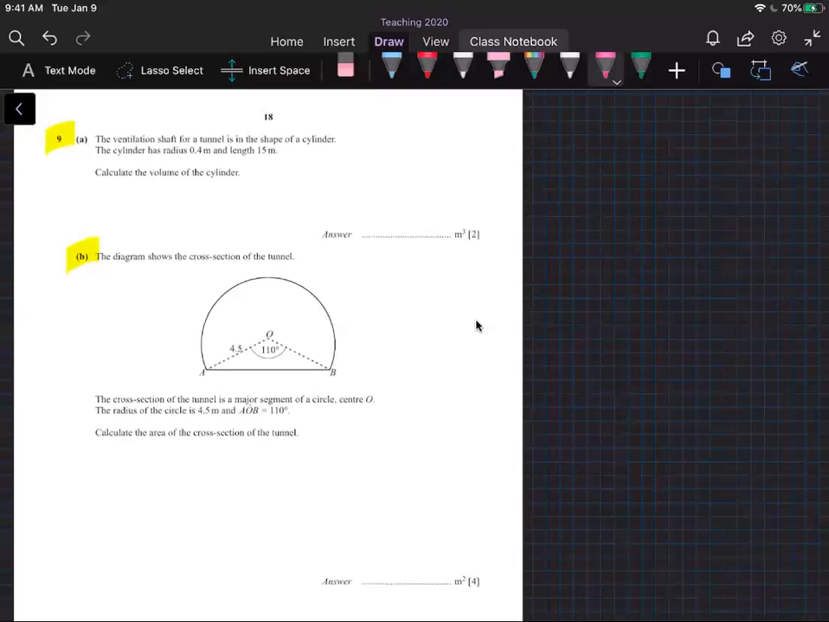The radius of the circle is 4.5 meter and angle AOB is 110. So it's just describing what you are given in the diagram. Okay, calculate the area of the cross-section of the tunnel. You have to find out the area of semua sekali ni. Okay, so let me just padam. Right, so what we have is, ini is triangle, okay, and then ini is a sector.